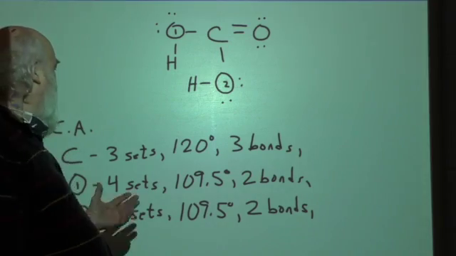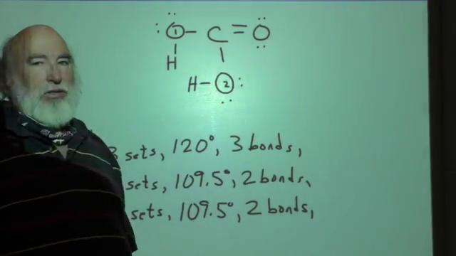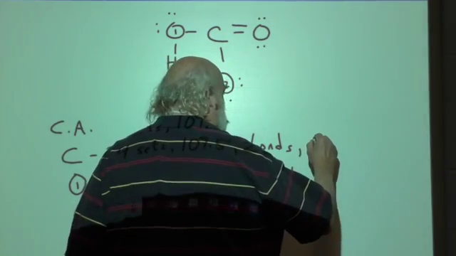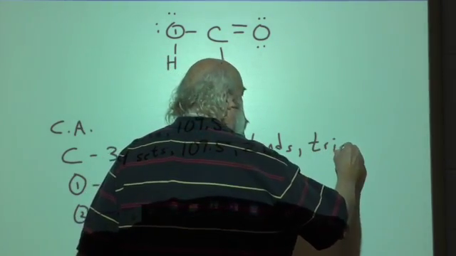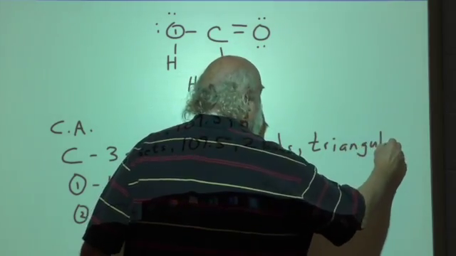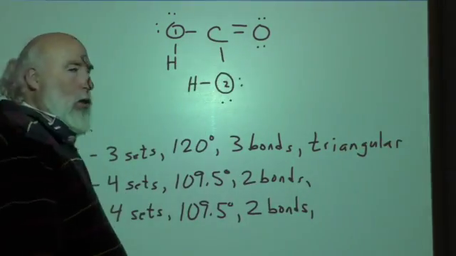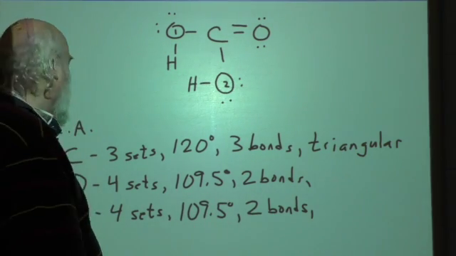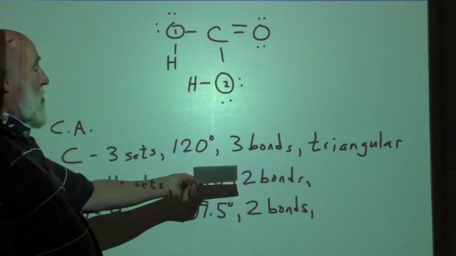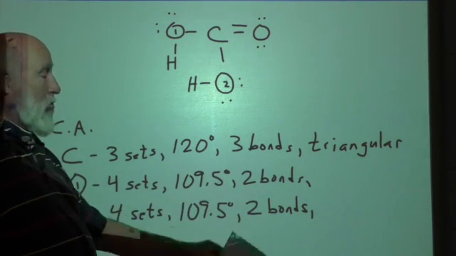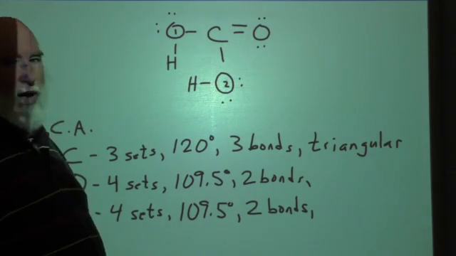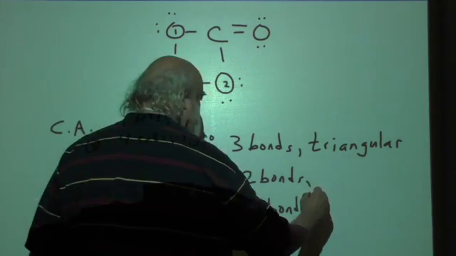And now we look at the combination, 3 sets and 3 bonds. In that chart, 3 sets and 3 bonds is triangular. Over here, 4 sets and 2 bonds, and they both have 4 sets and 2 bonds. So we're going to write the same answer twice. 4 sets and 2 bonds is bent.